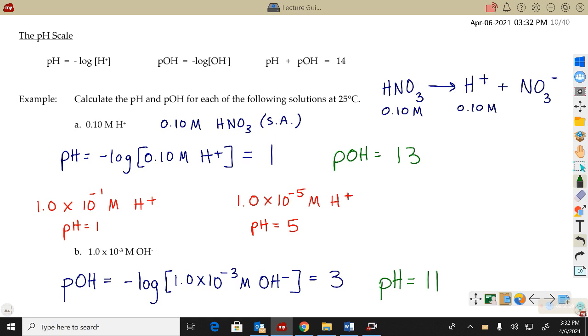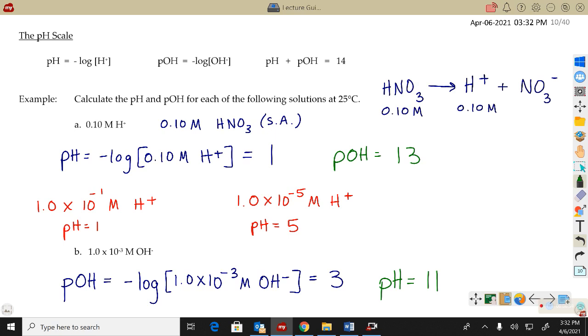Now the other thing that I'm going to mention is that if I know the pH or the pOH, I can go backwards and tell you the concentration. So kind of like what we did earlier, if I know the pH is 1, then the hydrogen concentration must be 10 to the negative first. If the pH is 5, then the hydrogen concentration is 10 to the negative fifth. pH, the H stands for hydrogen.